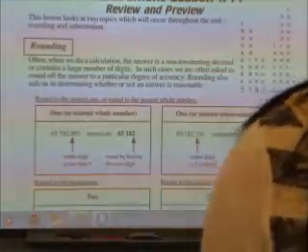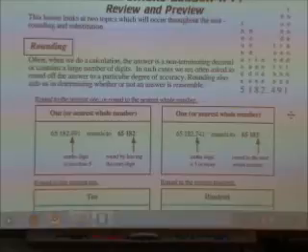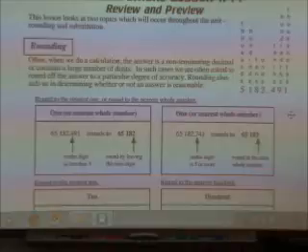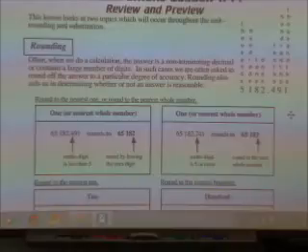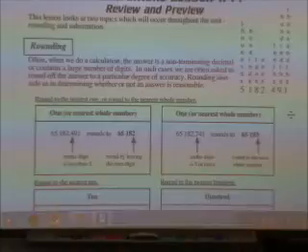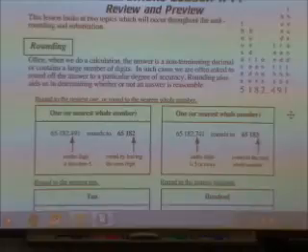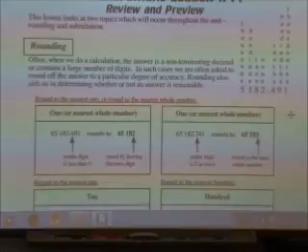to properly round numbers. So when we do a calculation, the answer a lot of times is a non-terminating decimal or it contains a large number of digits. In such cases, we are asked to round off the answer to a particular degree of accuracy. In science class, you deal with significant digits. In math class, you're told what to round to. So in math class, you'll be told to round to the nearest tenth or hundredth, or the nearest $1,000, or the nearest whole number. So you will always be given what to round to.